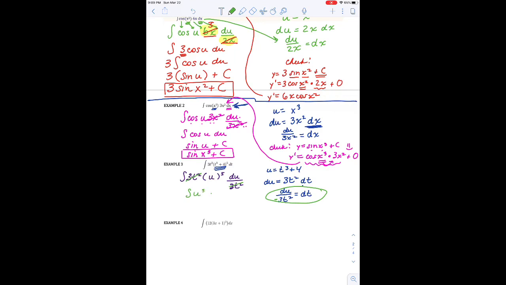I'm going to rewrite this as u to the 5th du. So I got it down to just u's and du's. And now I'm going to follow my antiderivative rules. So treat it like an x. If this was x to the 5th, the antiderivative would be 1 over 1 more than the power, which is 6, x to the 6th, plus c. Since it's a u, we treat it just like an x. So u to the 5th becomes 1 over 6 u to the 6th plus c.